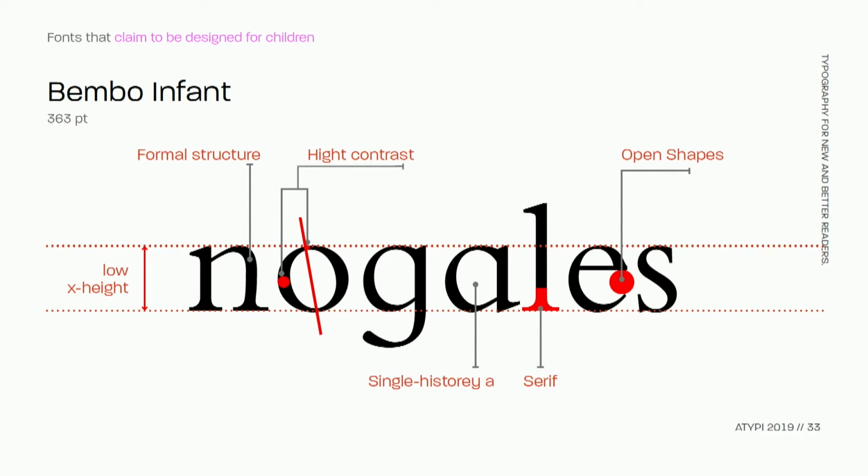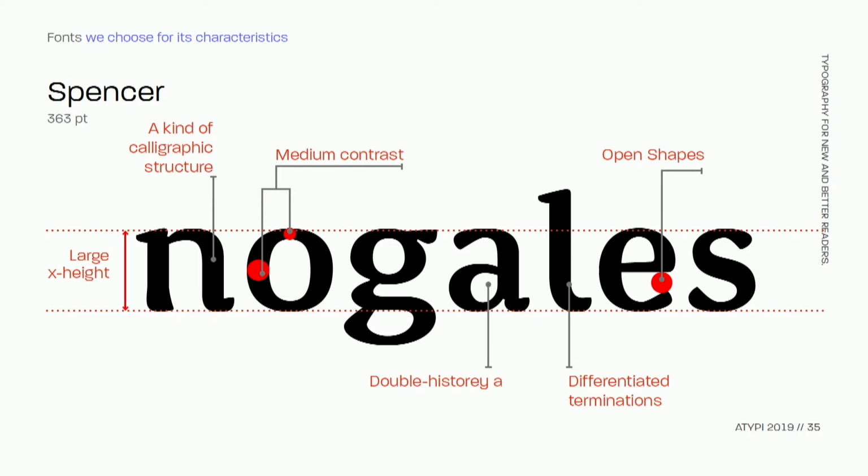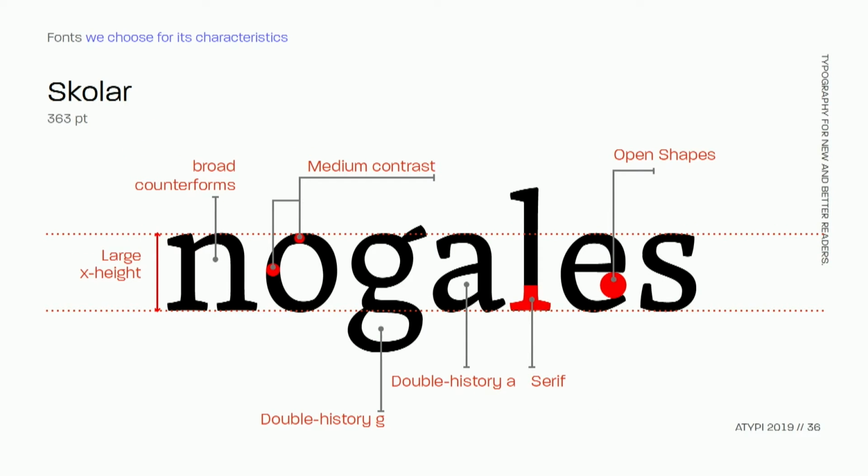And third, fonts we chose for their characteristics. Serif or semi-serif fonts with a warm and friendly design, heavy serif with diversification, whose terminals above and below are not exactly the same, and a medium color. We chose Spencer and Scholar, where Spencer is a semi-serif, and Scholar is a serif.